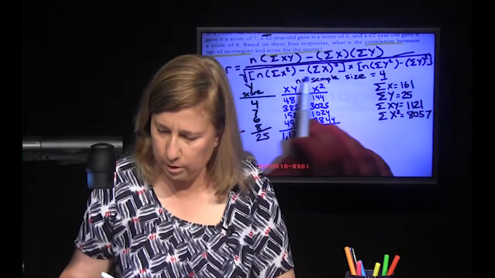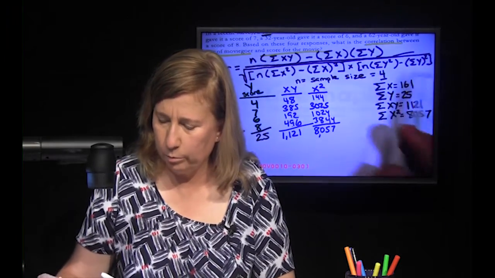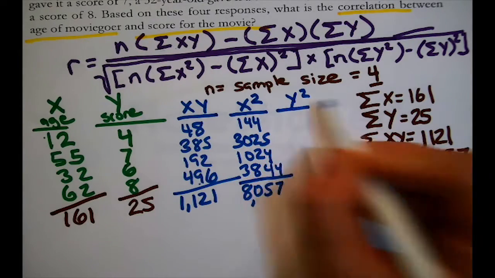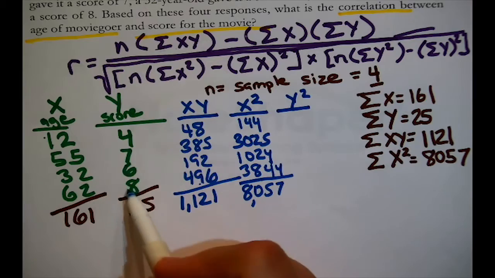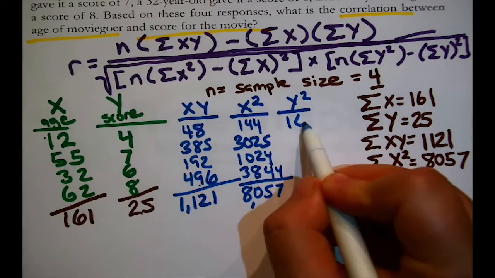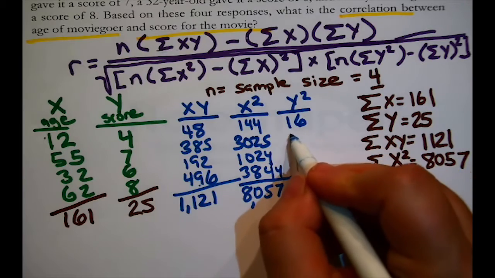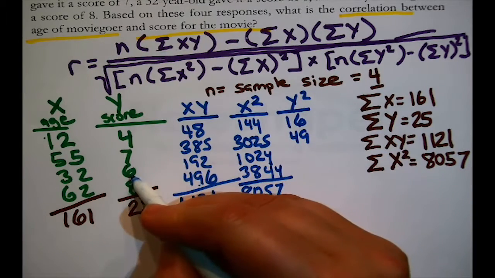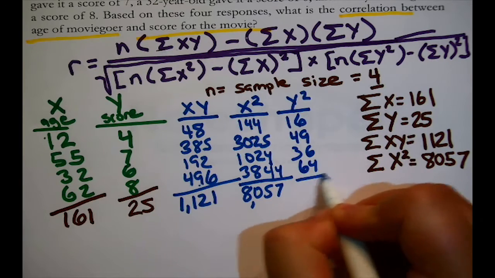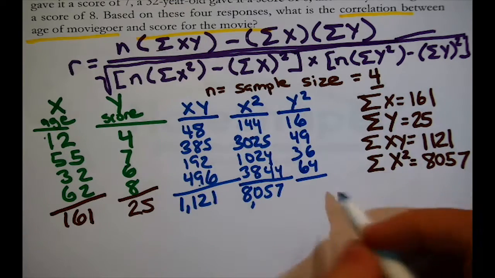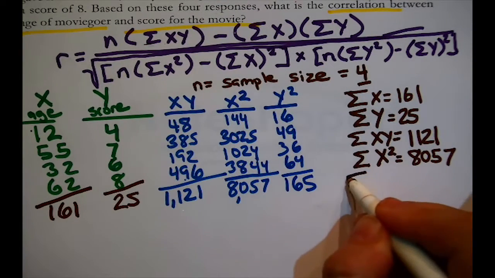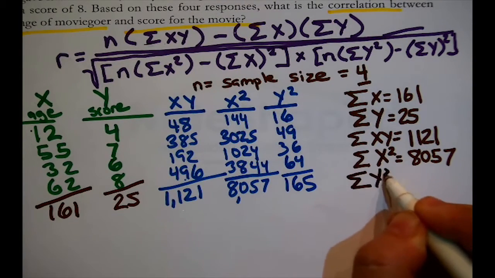Now, what don't we have here? X squared we have, and, oh, wait a minute, sum of y squared. We need to repeat this process for this column of data as well. Okay, so 4 squared, I can do that in my head, that's 16. 7 squared is 49. 6 squared is 36. And 8 squared is 64. I add up this column, I get 165. That is my sum of the y squareds.